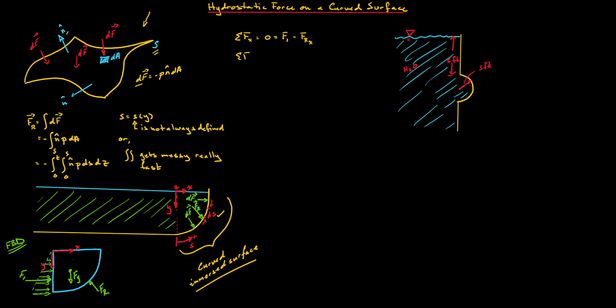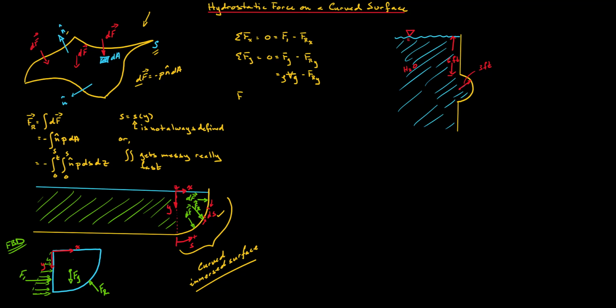Similarly, in the y direction, our sum of the forces will have to be equal to 0. We've defined y as being positive downwards, so Fg, our force of gravity, will be positive minus the y component of our resultant force. And recall that this Fg, force of gravity, will be equal to rho multiplied by the fluid volume multiplied by g minus Fry.